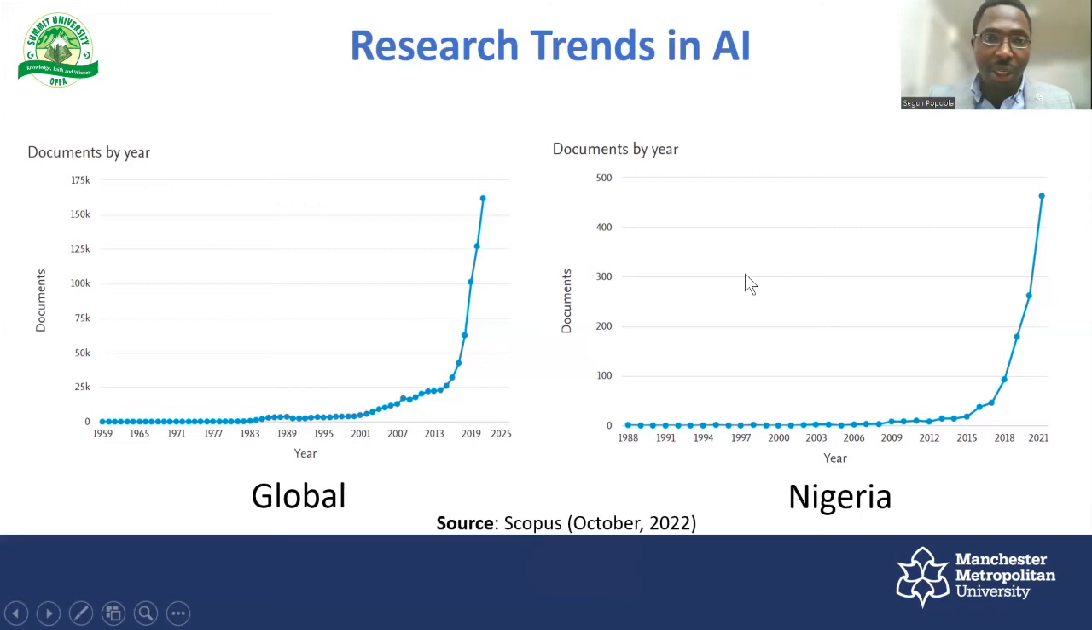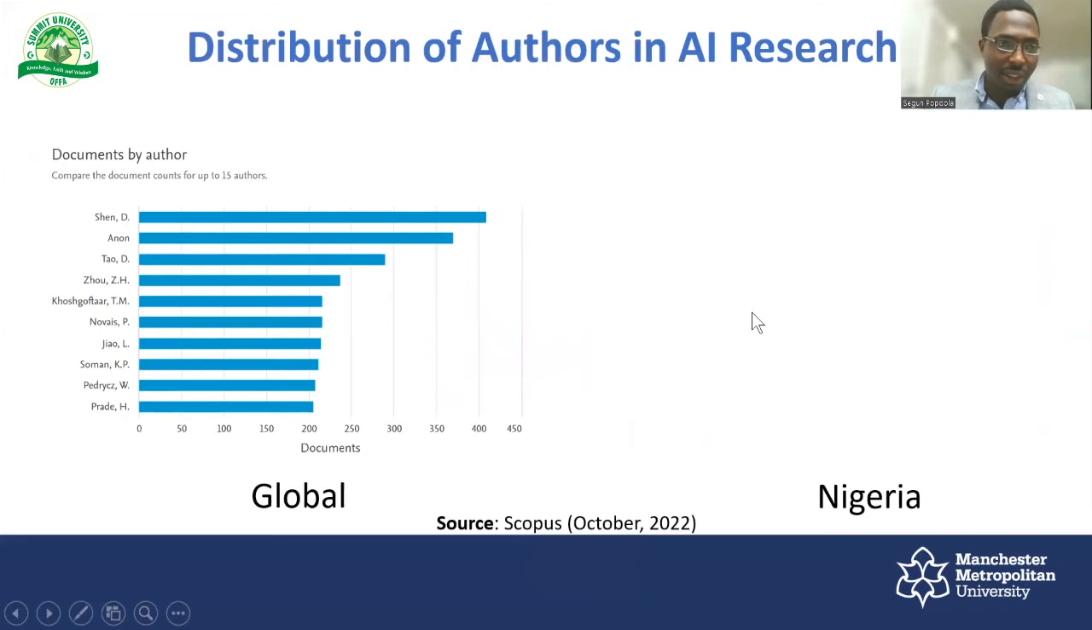Also, let's look at the distribution of authors in AI research. These are the top 15 authors globally in AI research.